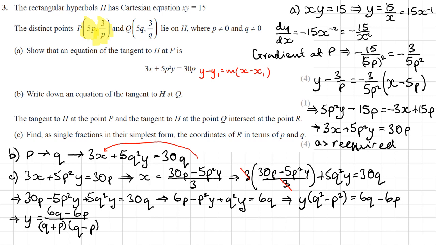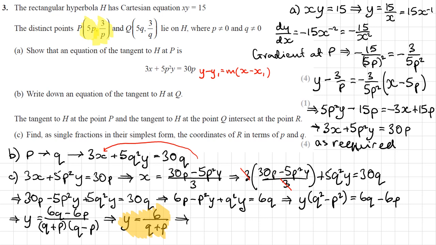Now I can cancel out q minus p from the top and the bottom because I can factorise the top. So that just leaves y is equal to 6 over q plus p. So I can't simplify that anymore. So that's going to be my y coordinate of R.